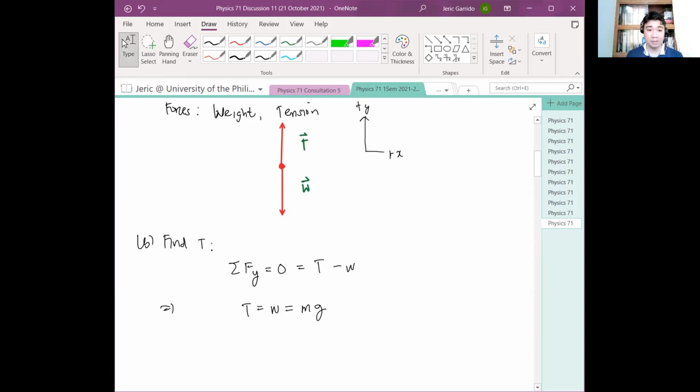And therefore, from this problem, this is just equal to 1,000 kilograms times 9.81 meters per second squared, and therefore the tension exerted by the rope on the car is 9,810 newtons.